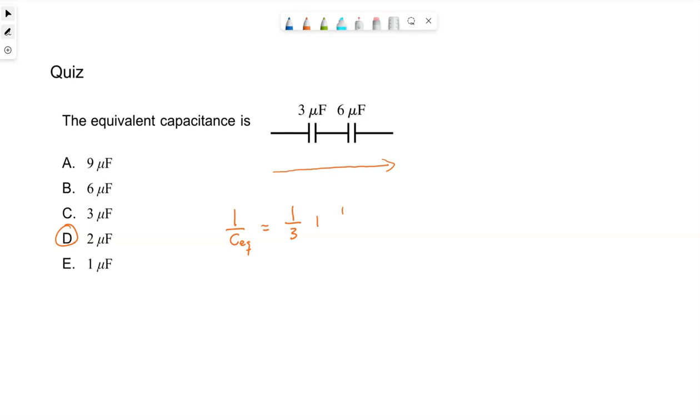So 1 over 3 plus 1 over 6 is 1 over C equivalent. If I get a common denominator, this adds up to be 3 over 6, or 1/2. But this is equal to 1 over C equivalent. So I need to flip that. I get 2. The units are going to be the same as the units that were on our original capacitor. So the 2 microfarads.